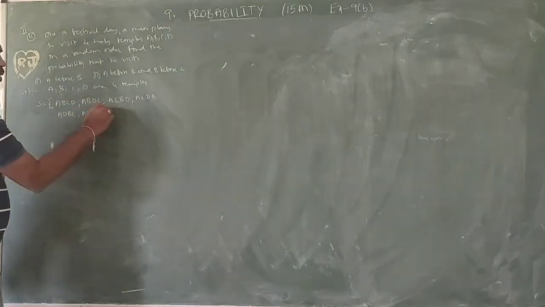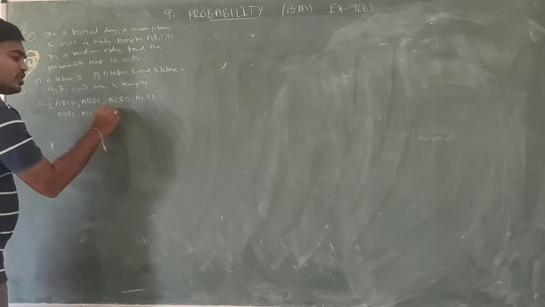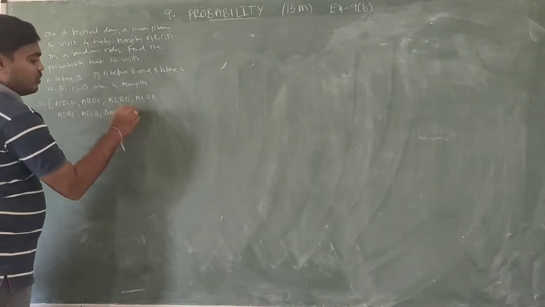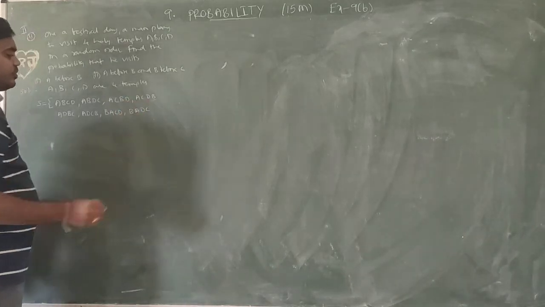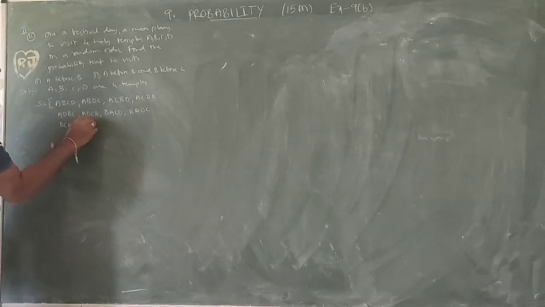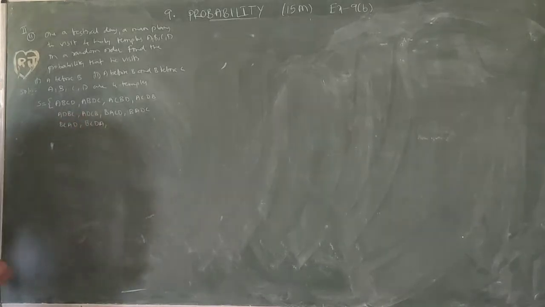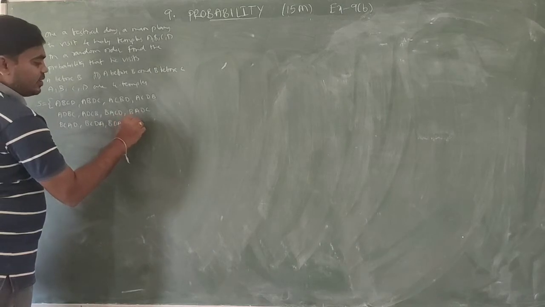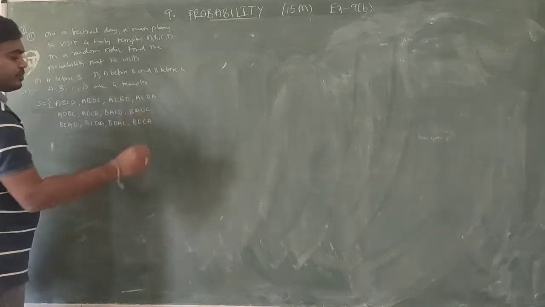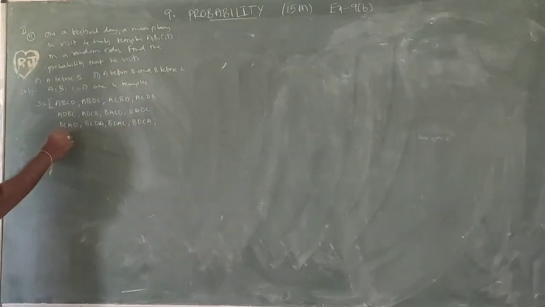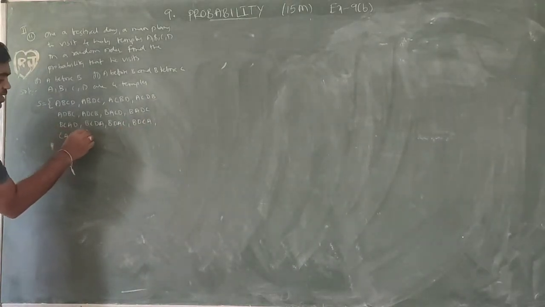So start with B, second A. I am taking B, A, C, D; B, A, D, C. Next, B, C, A, D; B, C, D, A. So B, D, A, C; B, D, C, A. Now start with C: C, A, B, D; C, A, D, B.